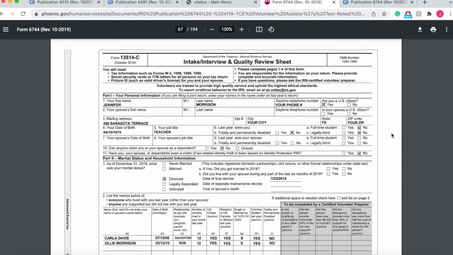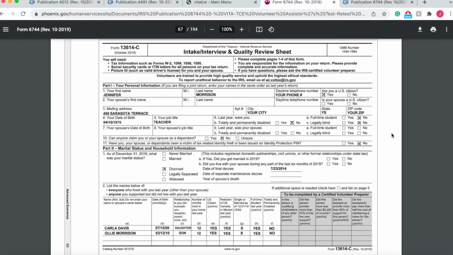And so another important thing to scan here, and I cannot hammer this one home enough, is to really pay attention to Form 13614-C. This is going to give you really all of the information that you need from a taxpayer. And I know we've touched on this in some earlier lectures, but this one is actually filled out. You can see here we have Jennifer's name, a phone number, the address, the city, the state, the zip code, date of birth, job title.